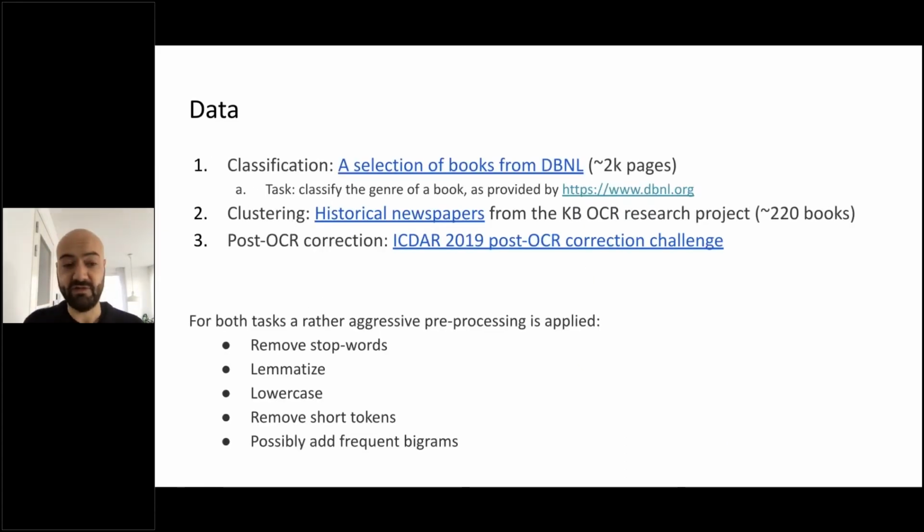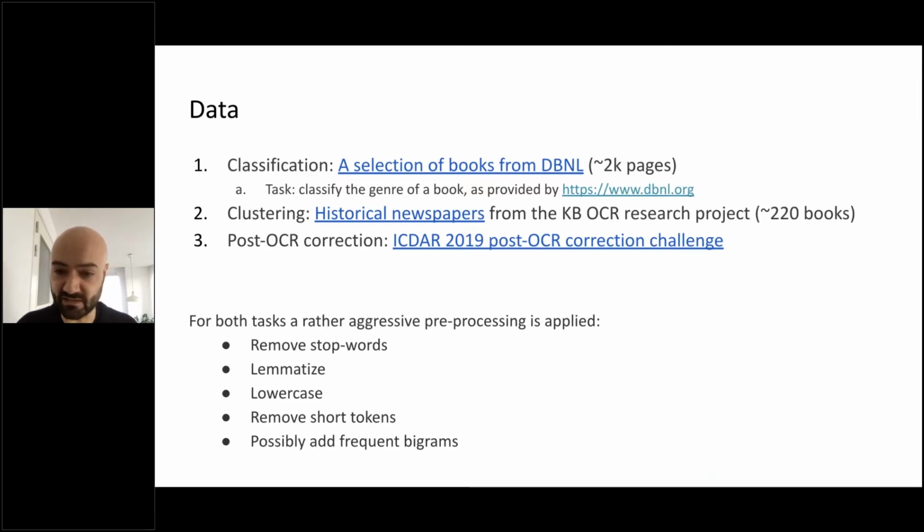But luckily enough, I could rely on previous work, in large part from the library, that put at my disposal a variety of data sets. For the results that I'm going to present today, I've used these three. So the first two are actually coming from the library. For the classification task, I'm going to use a collection of books from DBNL with labels provided, harvested through their API, about the genre of a certain book. And for clustering, instead, I'm going to use historical newspapers, also coming from the library.